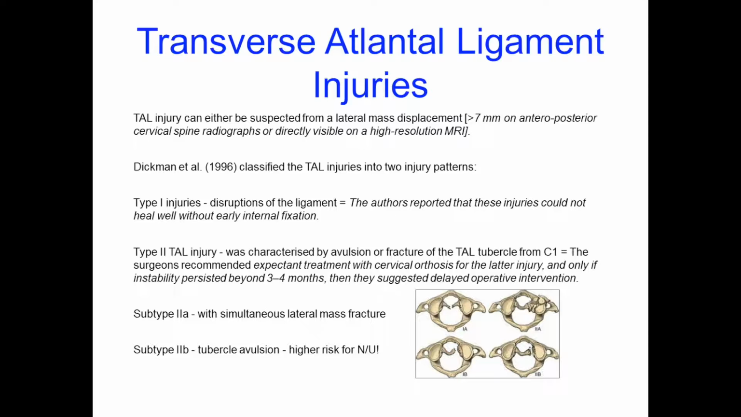Your substance tears, your type 1A and 1B, essentially do not heal without internal fixation, as they're ligamentous injuries. Your type 2 injuries are subdivided once again into type 2A with a lateral mass injury, and type 2B, where you have an avulsion of the tubercle for the insertion of the atlantal ligament. This type 2B injury is the one with a high risk of non-union and one that will probably require surgery.